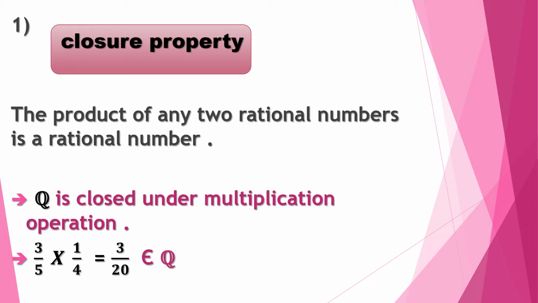For example, if we have 3 over 5 times 1 over 4, yes, 3 times 1 equal 3, 5 times 4 in the denominator equal 20, so 3 over 20 belong to Q, so the result of multiplying two rational numbers will equal also a rational number.